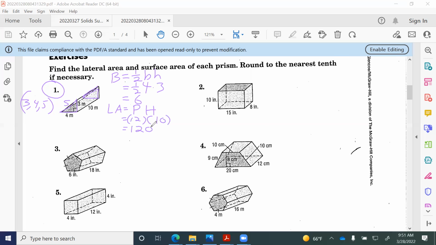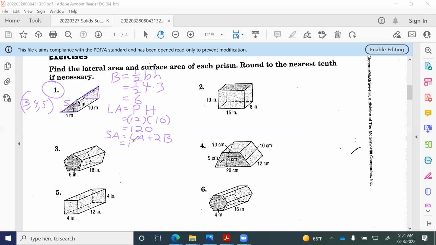Now, we've answered one of the questions. The other question, surface area. Well, surface area was our lateral area, and it doesn't matter which order you put it in, so I don't remember which order I have it in on your chart. But we're adding the lateral area and 2 times the base area. You could also do it the other way, that's fine. But we found lateral area, we have the base area.